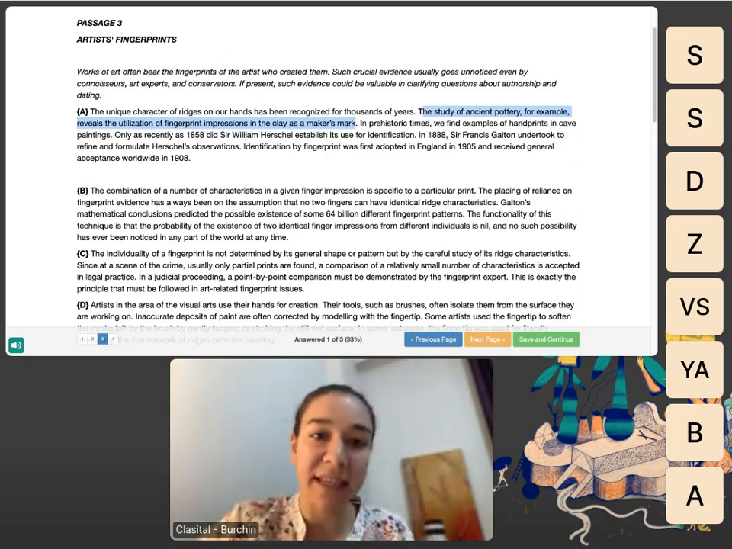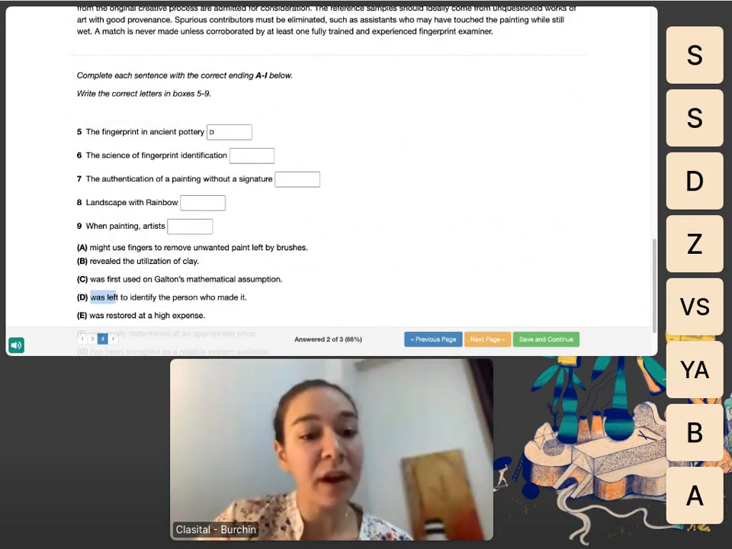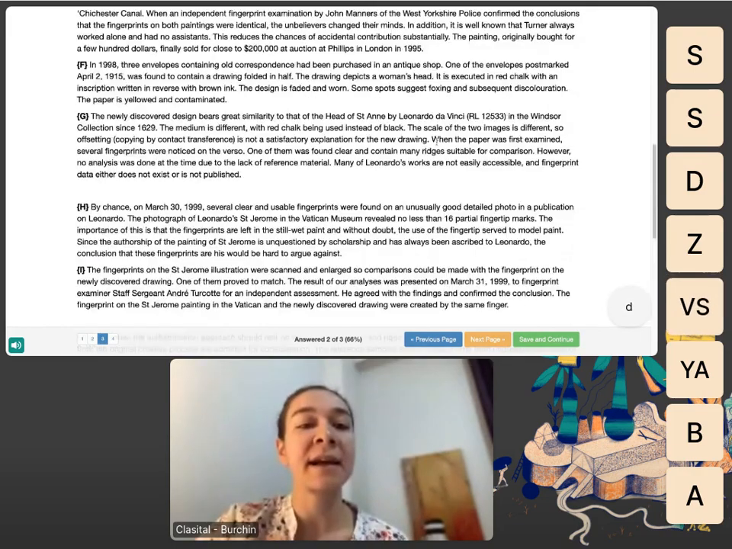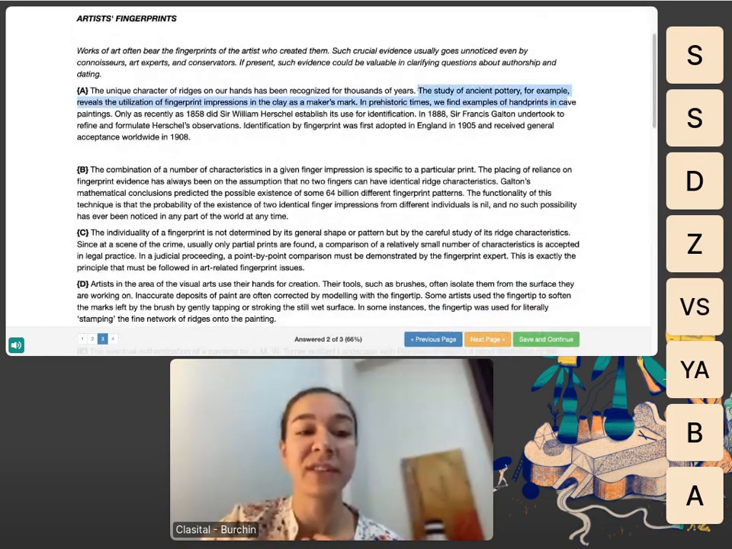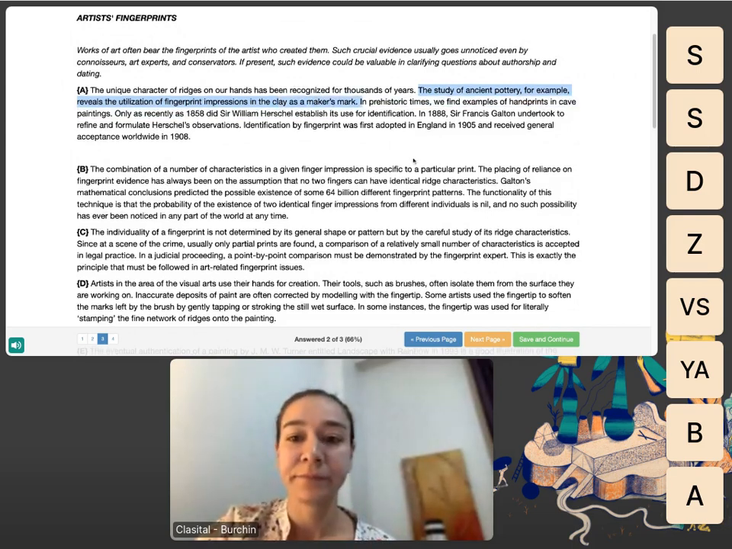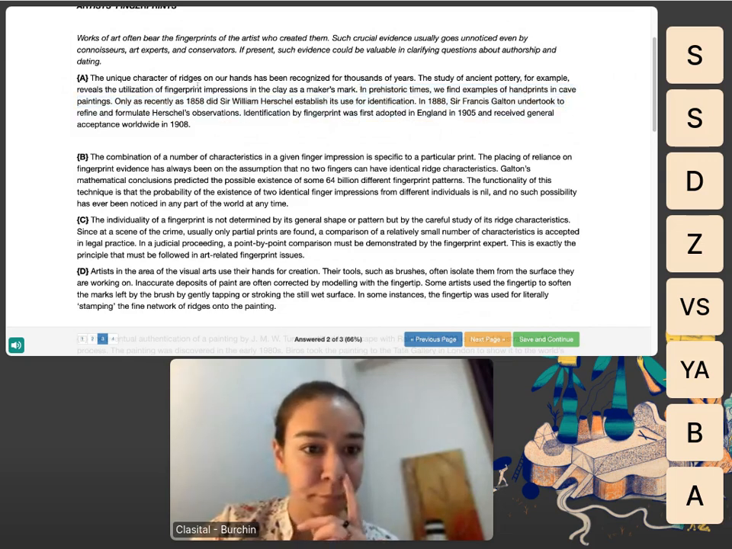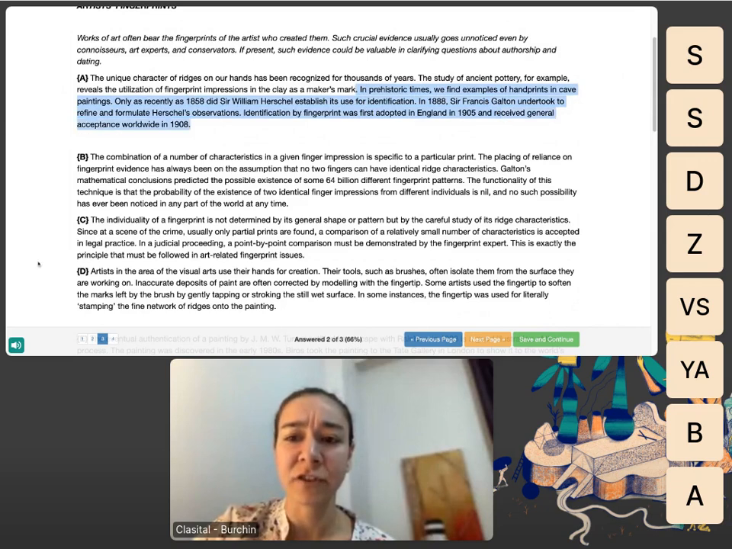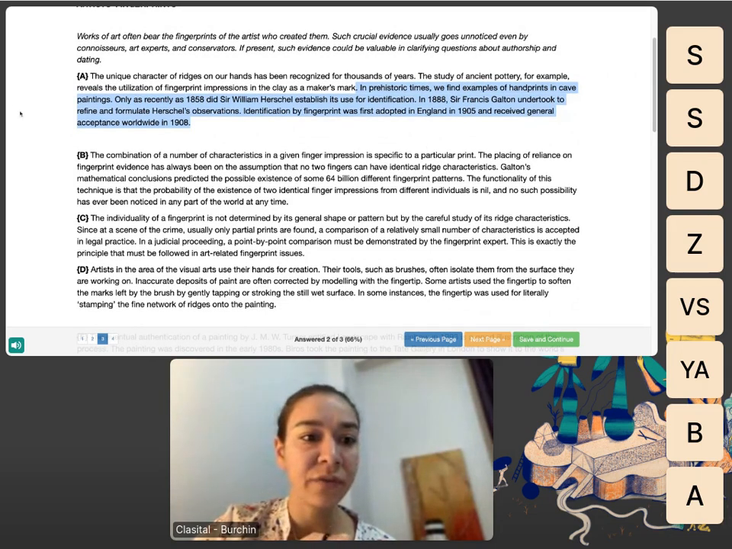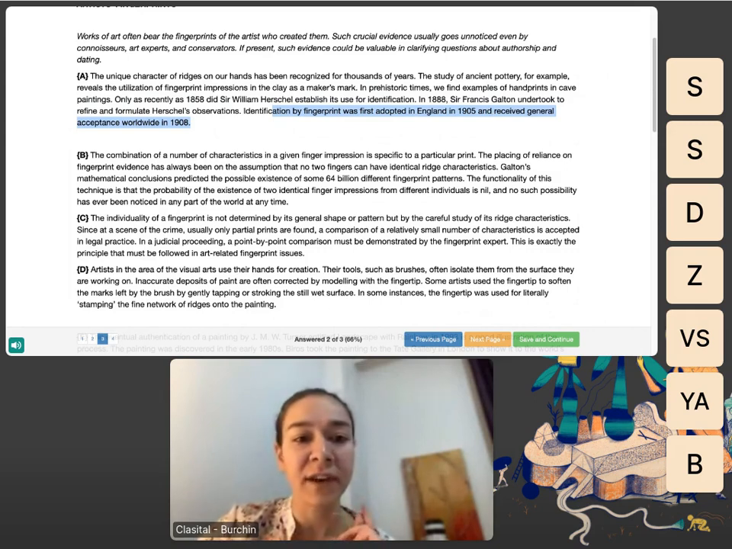Okay, so my answer is D. Let me check the grammar. The fingerprints in the ancient pottery were left to identify the person who made it. Very good. And I understand it from this: the study of ancient pottery, for example, reveals the utilization of fingerprint impressions in the clay as a maker's mark. In prehistoric times, we find examples of handprints. Sir William Herschel established its use for identification, and Galton undertook to refine and formulate his observations. Identification by fingerprint was first adopted in England in 1905 and received general acceptance worldwide in 1908.